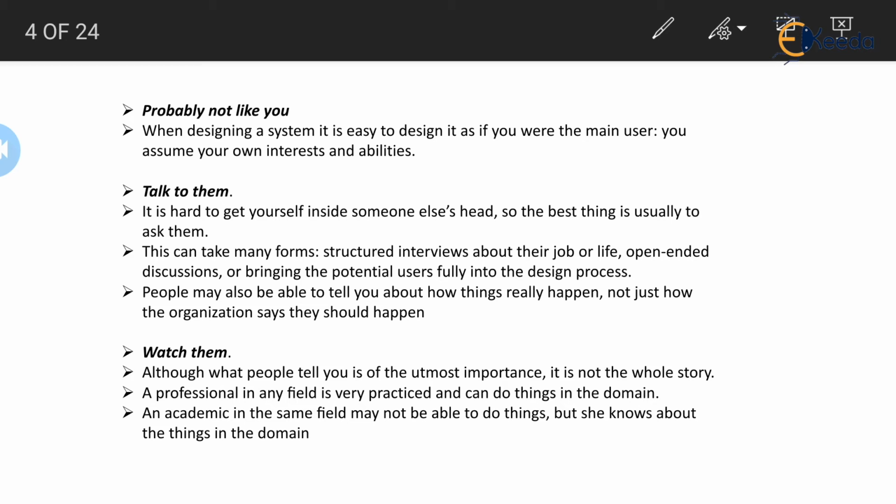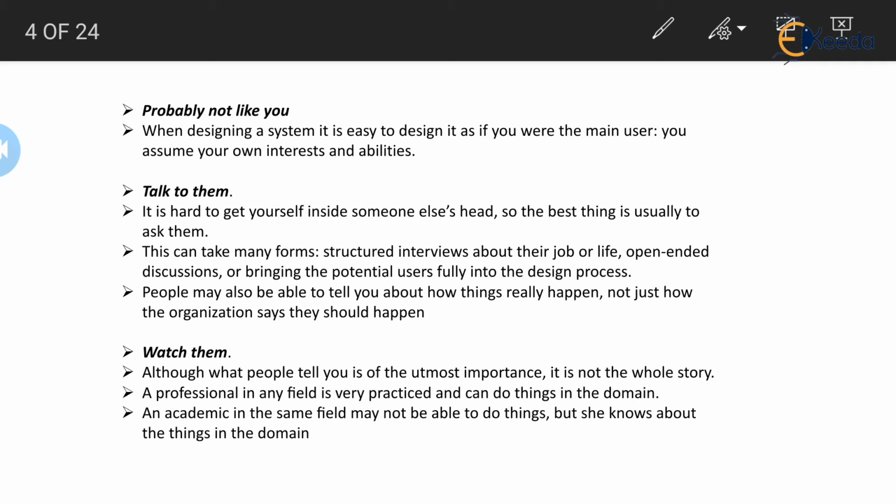People may be able to tell you about the things that really happen, not just how the organizations say they should happen. To encourage users to tell you this, you need to win their trust. Often the actual practices run counter to corporate policy. Then you have to watch them. Although what people tell you is of utmost importance, it is not the whole story. This is a part of it.